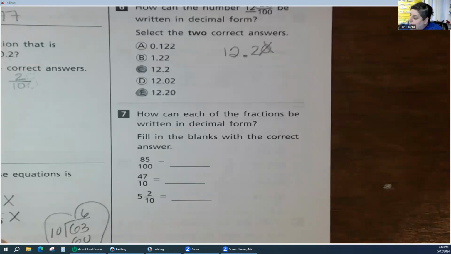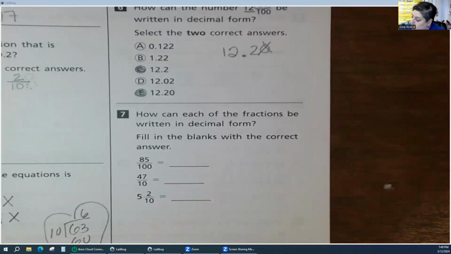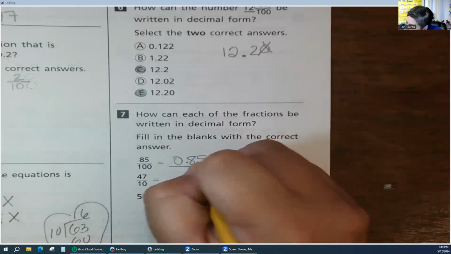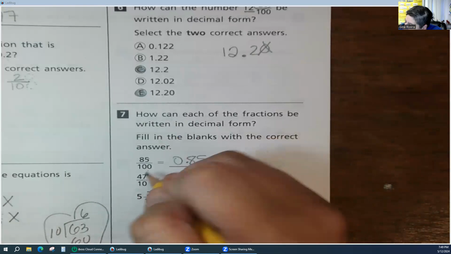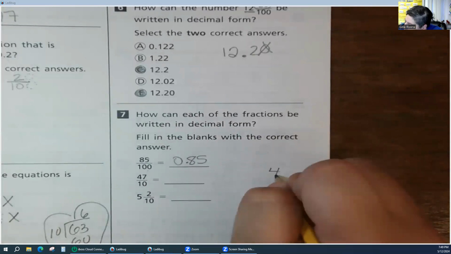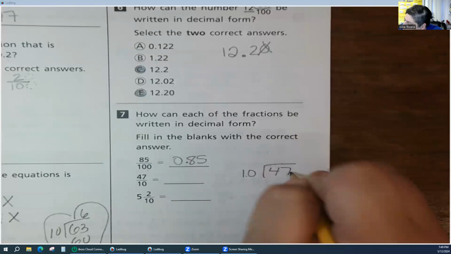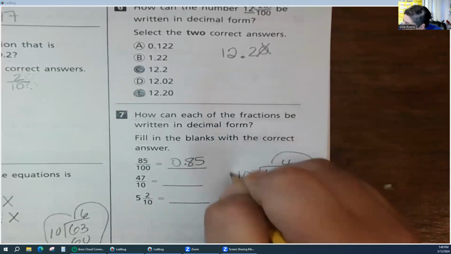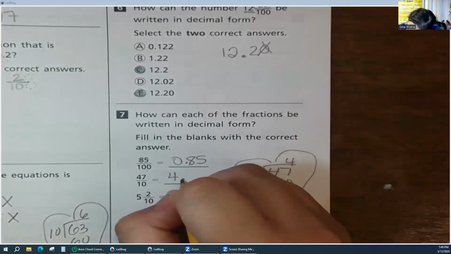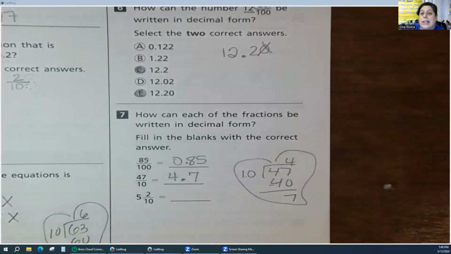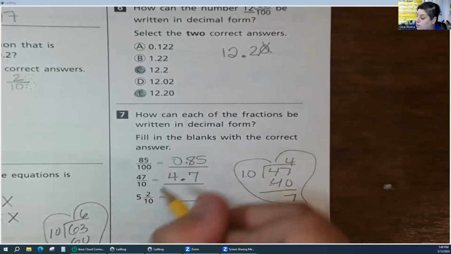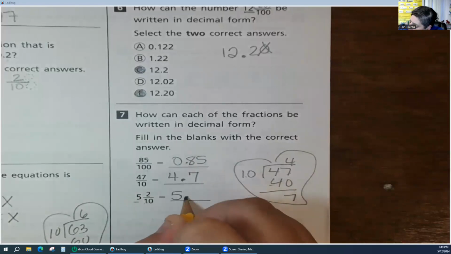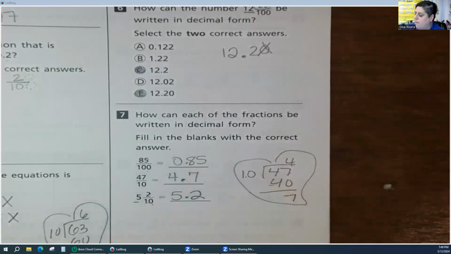Number 7, how can each of the fractions be written as a decimal form? Well, I don't have any wholes, so 0.85, because there's 85 over 100. Over this one, because it's over 10, I do my hard method again. 10 fits into 40 4 times. I subtract and I have 7, so it's 4 and 7/10. Remember that "and" was a decimal point, so I can totally say "and" now. All right, for this one, 5 wholes and 2 tenths, so 5.2.